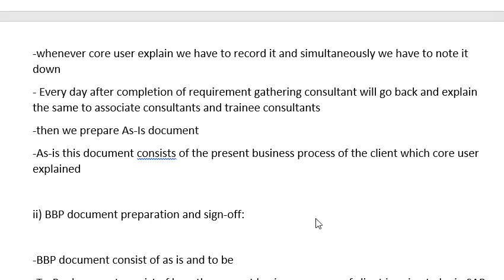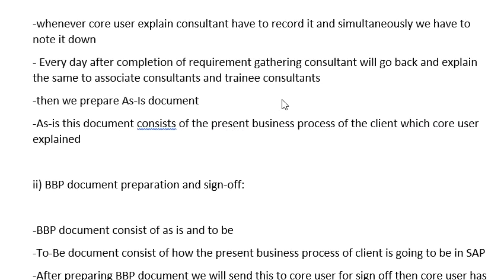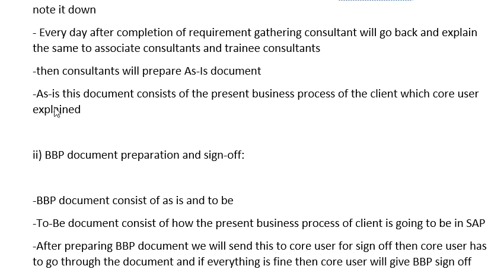Whenever the core user explains, the consultant has to record it and also note it simultaneously. Every day after completion of requirement gathering, the consultant will go back and explain the same to their associate consultants and trainee consultants. Then the consultant will prepare the as-is document, and the as-is document consists of the present business process of the client, which the core user explained.